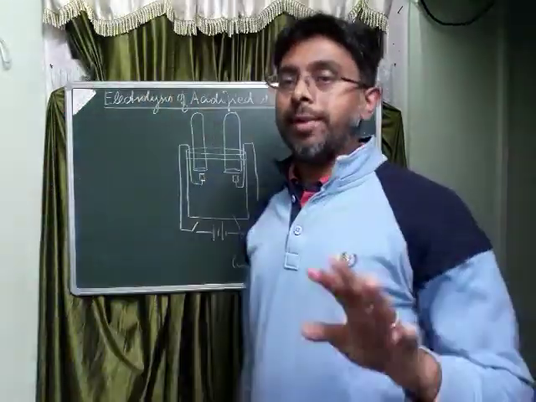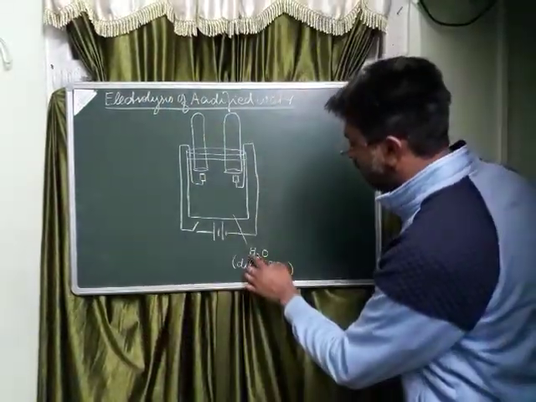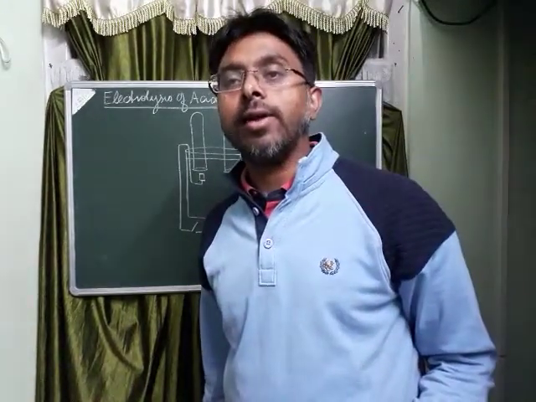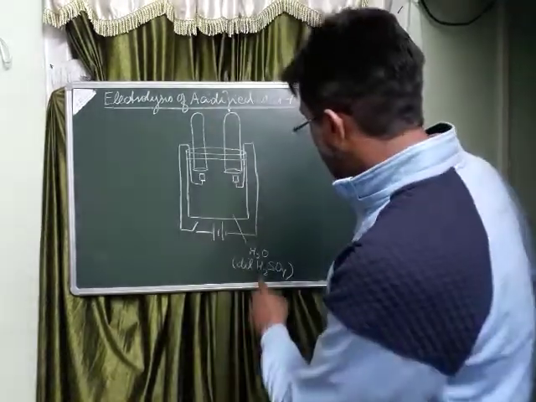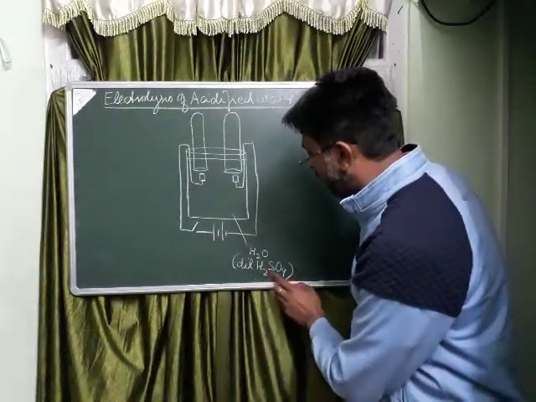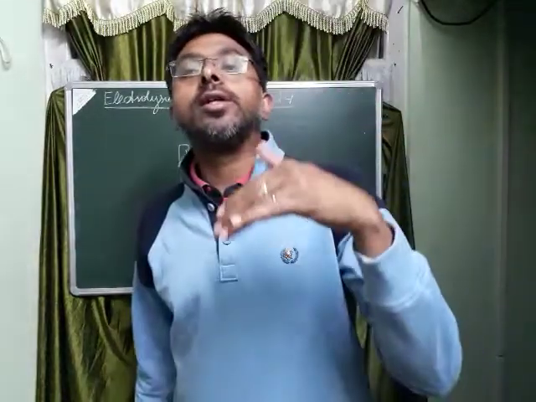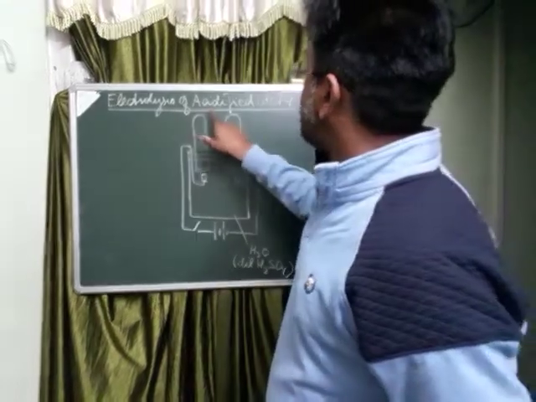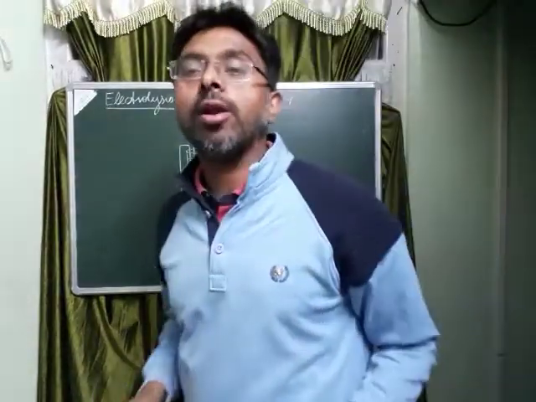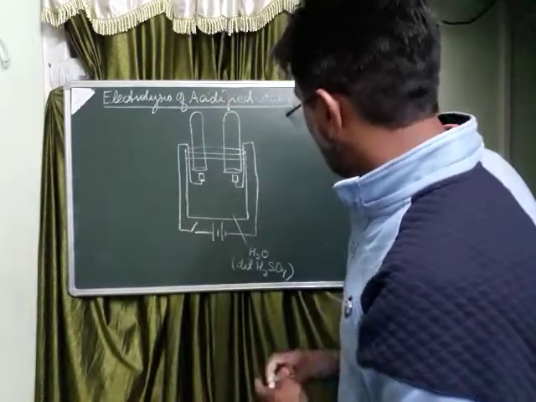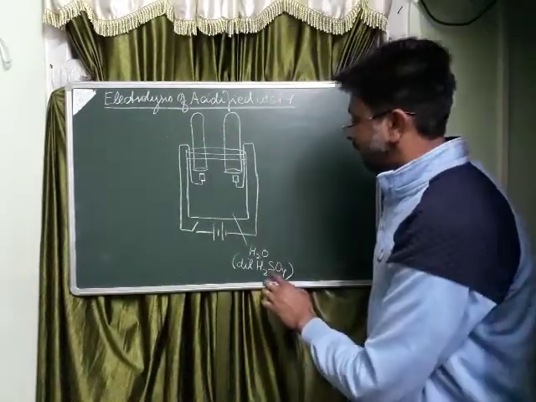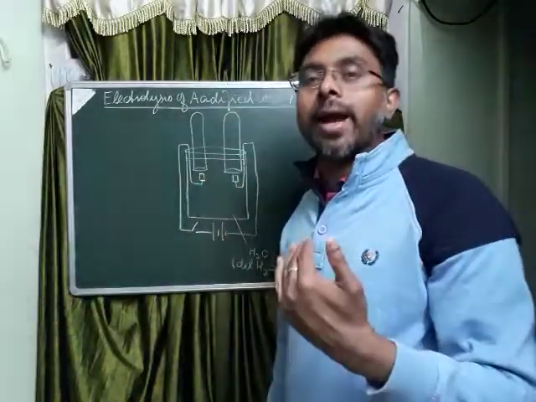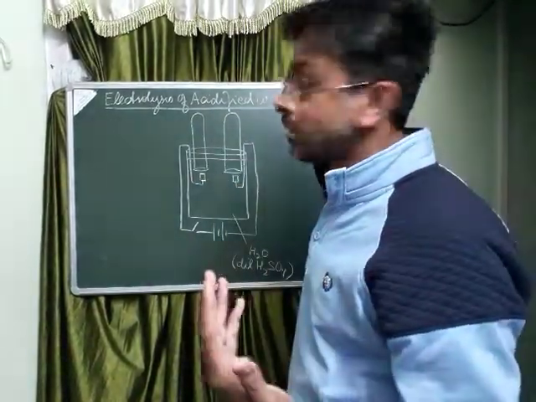Now, let me explain over here why water is treated with dilute sulfuric acid. Pure water is a bad conductor of electricity. Therefore, we put a few drops of dilute sulfuric acid in this water to increase its conductivity. Another important thing: the electrolysis of acidified water is an example of catalysis, because here we are using dilute sulfuric acid to increase the conductivity of this water, which is again regained once the electrolysis is complete.